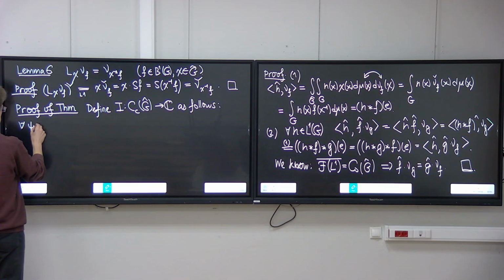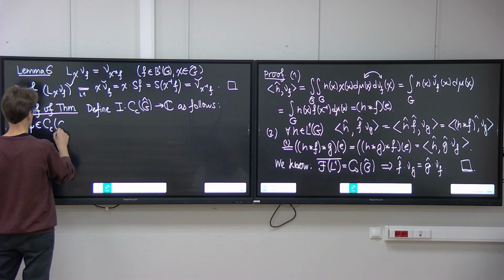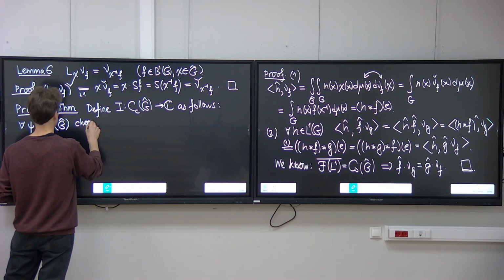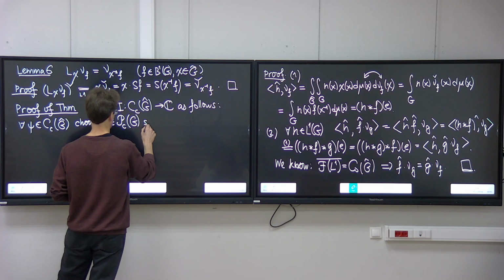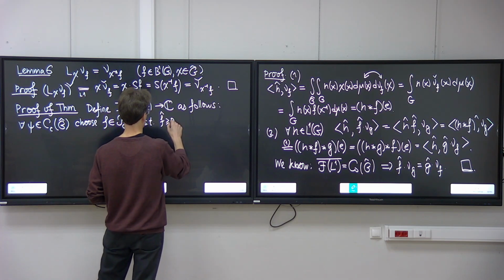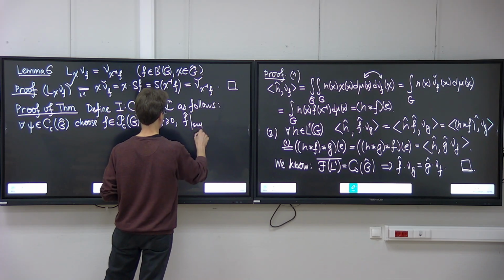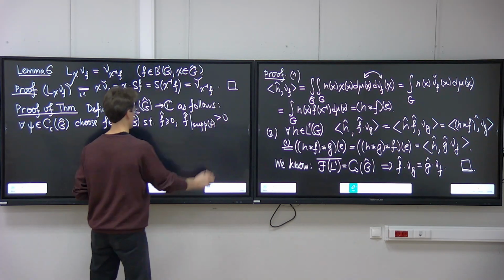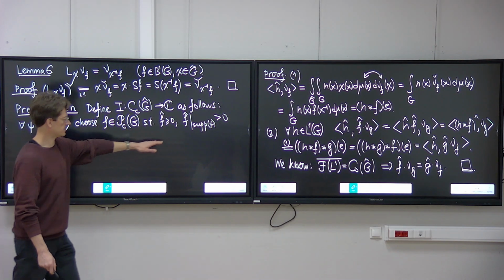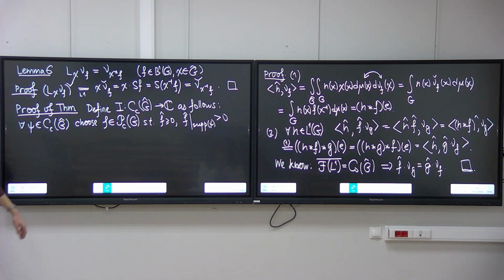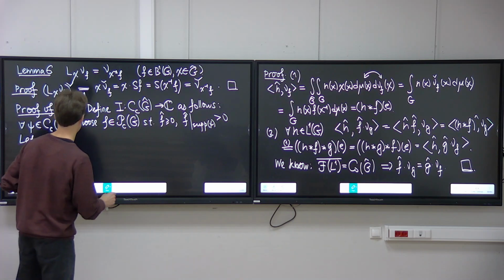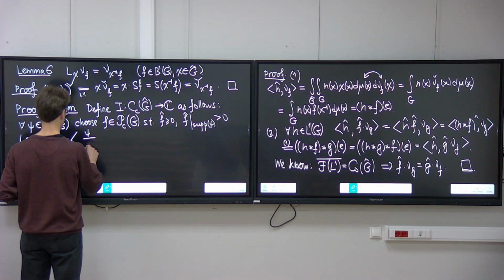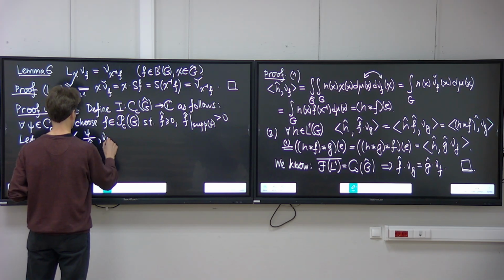So we take a continuous compactly supported function psi on G hat, and we choose, by using lemma 4, a positive definite compactly supported function f on G such that its Fourier transform is non-negative, and such that its Fourier transform is strictly positive on the support of psi. So this is where we'll use our lemma 4. The support of psi is compact, so lemma 4 tells us that such a function exists. And we'll let I of psi equal the integral of psi divided by f hat with respect to nu f.